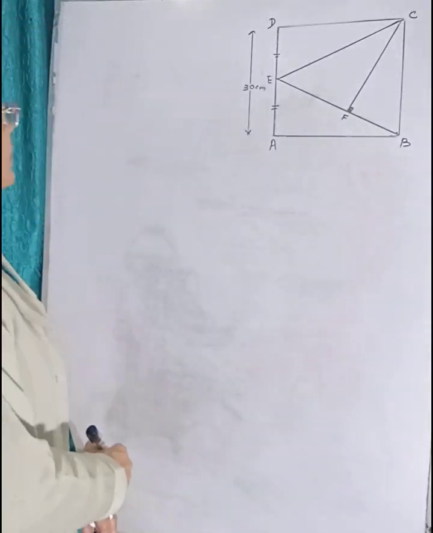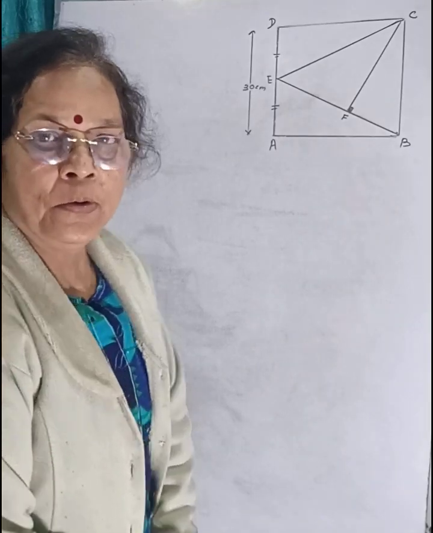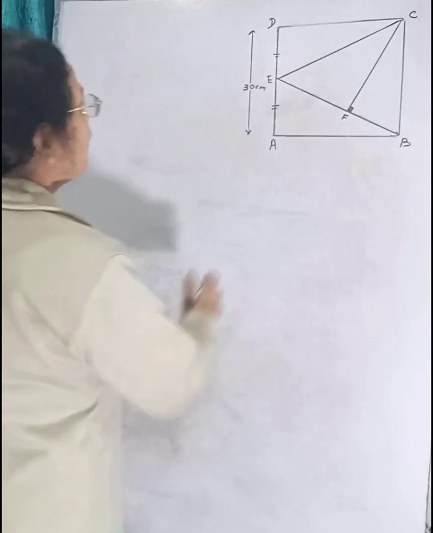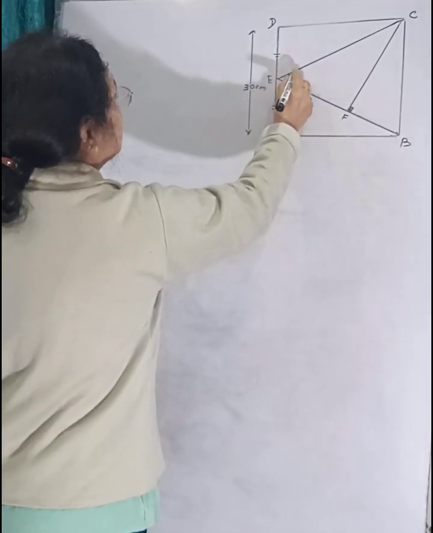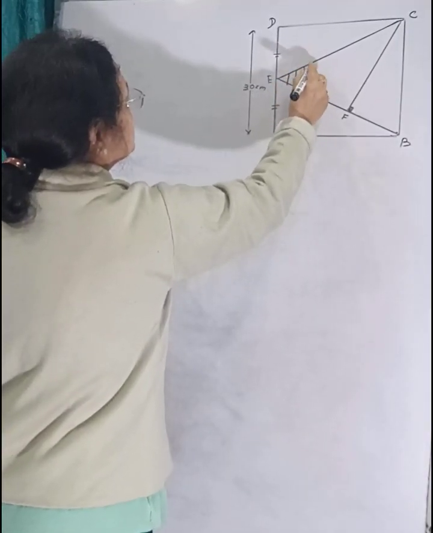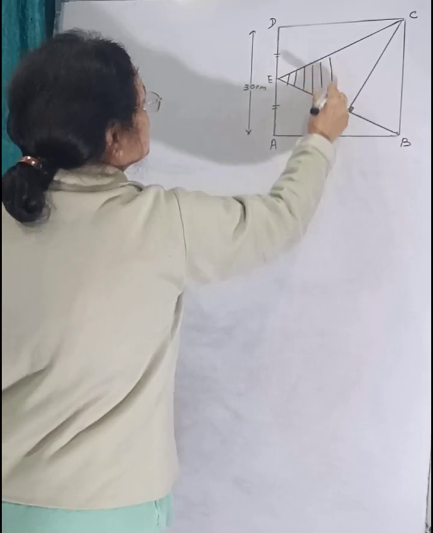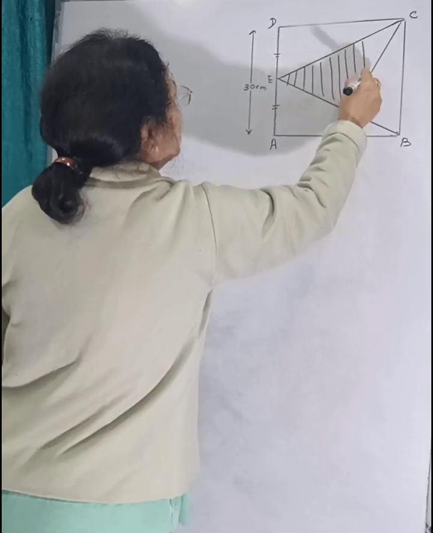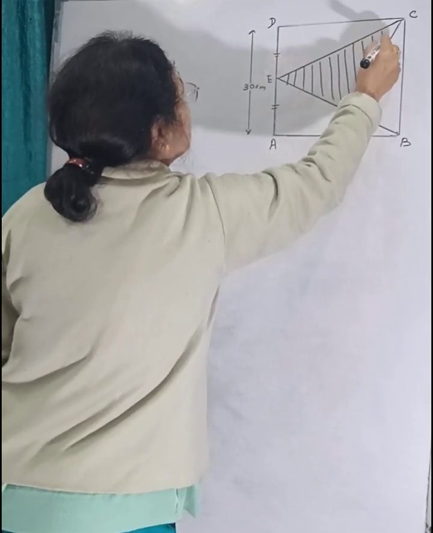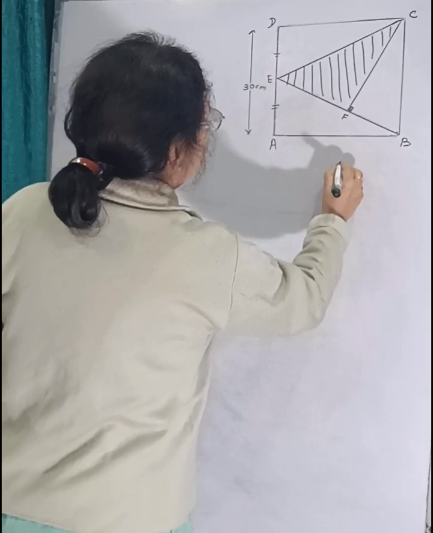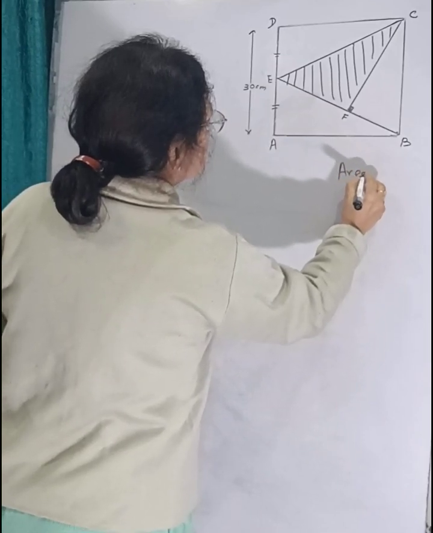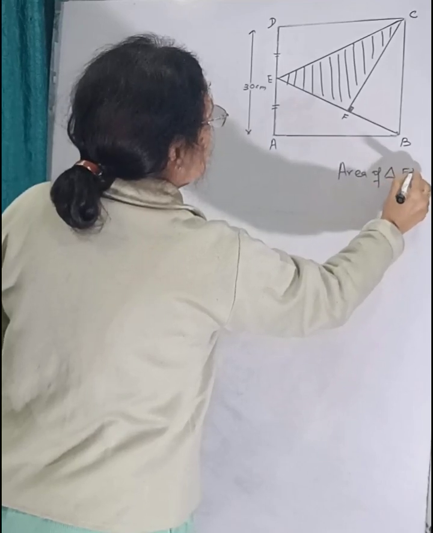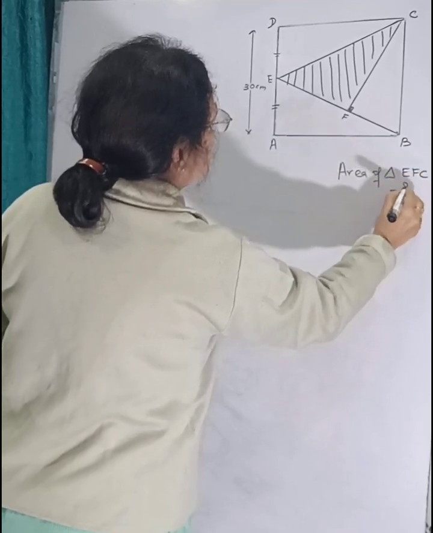There is a problem related to geometry. We have to find the area of this shaded portion, as per the figure. Only this portion of the area is to be determined. Area of triangle EFC is equal to what?